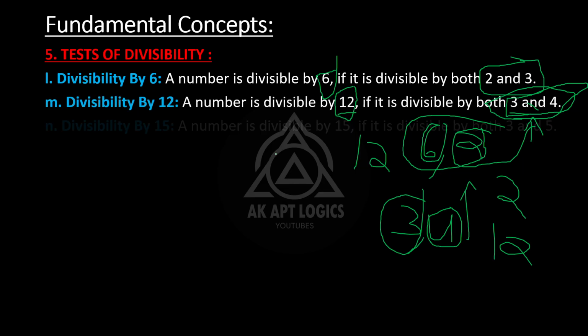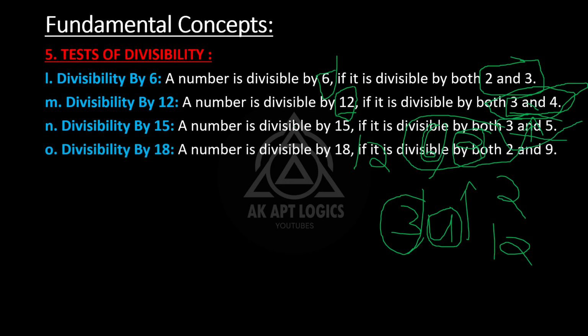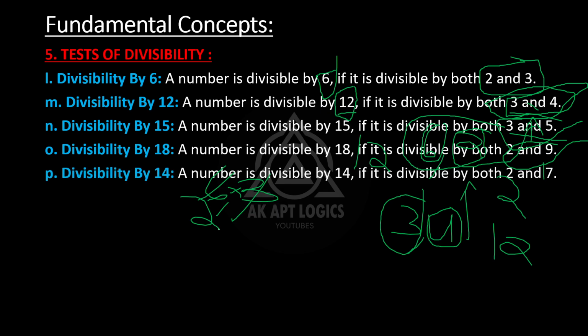Next, for 15, we have 3 into 5, which are co-primes, having HCF of 1. 18: a number is divisible by 18 if it is divisible by 2 and 9, which have HCF as 1. 6 and 3, if we multiply 6 and 3, we also get 18, but 6 and 3 are not co-primes because their HCF is 3. I will discuss the HCF topic in the next lectures, because it's the next chapter. A number is divisible by 14 if divisible by 2 and 7, because 2 and 7 are co-primes.